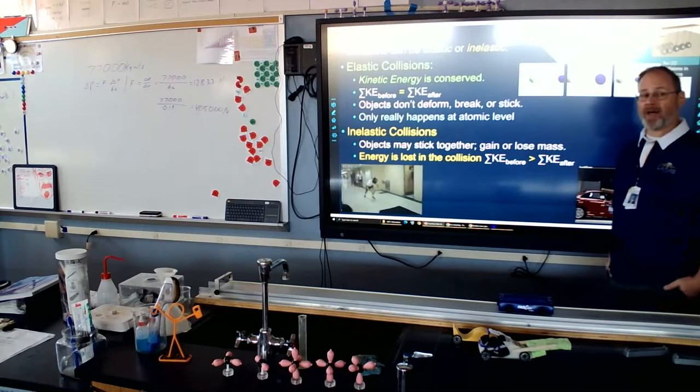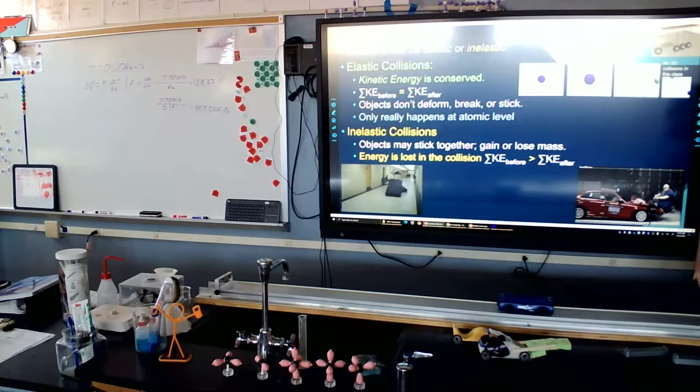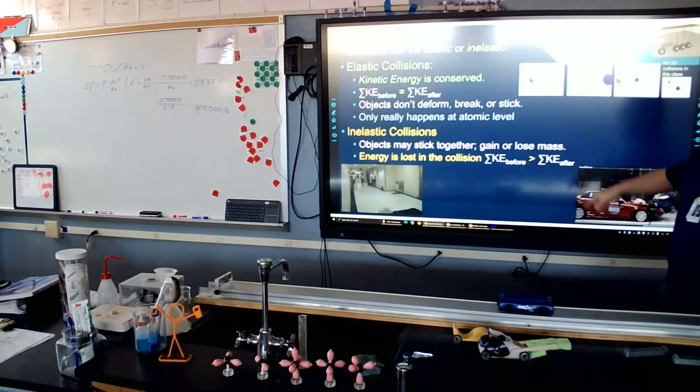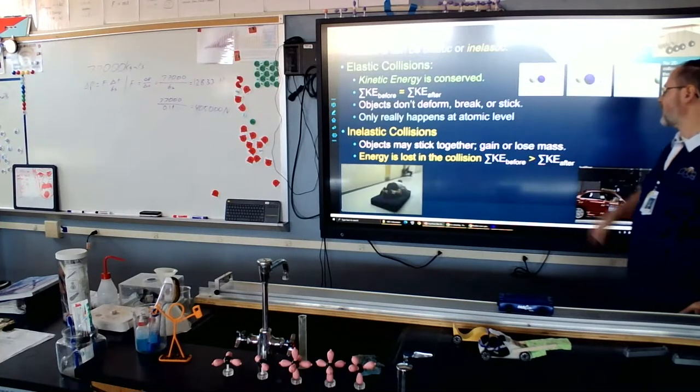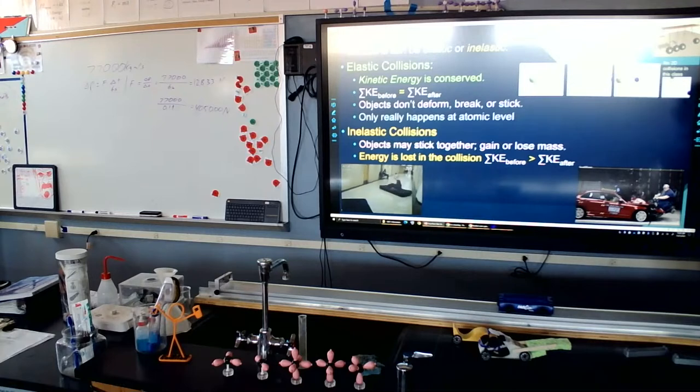Then inelastic collisions: objects may stick together. They may gain or lose mass. They may break into multiple pieces. Energy is lost in the collision, so the kinetic energy before the collision is larger than the kinetic energy after the collision. So this would be an inelastic collision, where body number one gained mass and body number two gained mass, even though there are pieces flying off, but that's an inelastic collision.